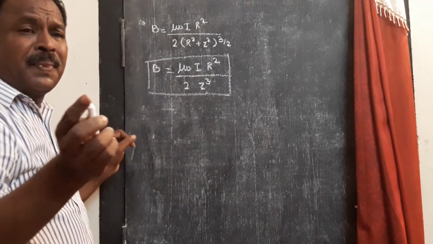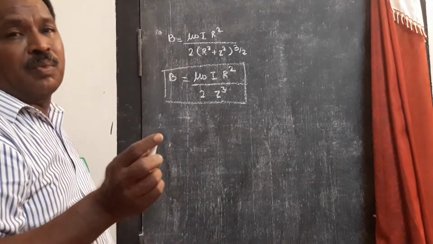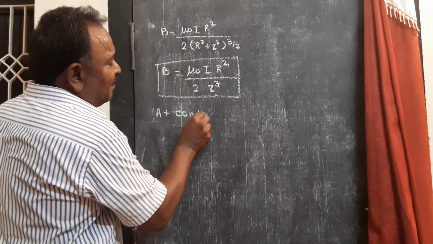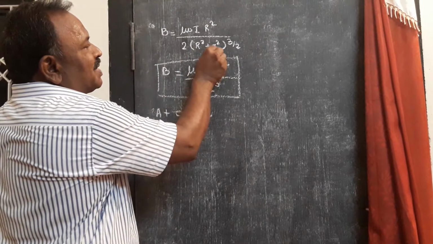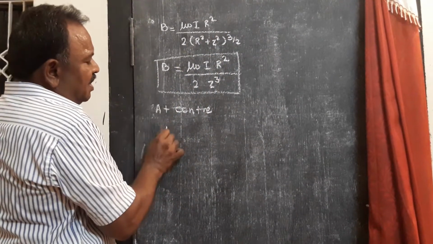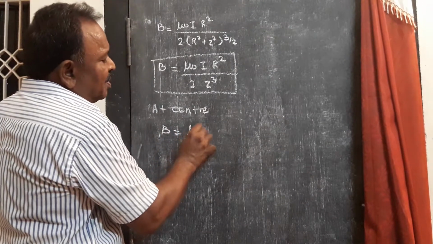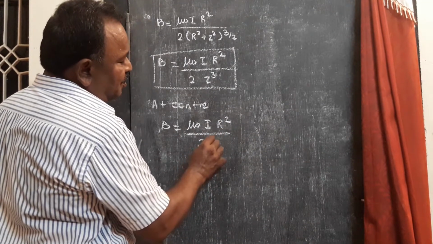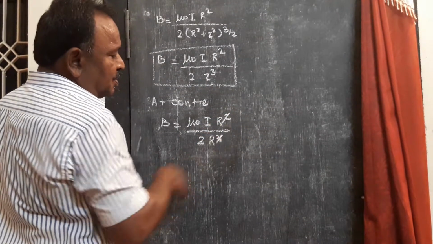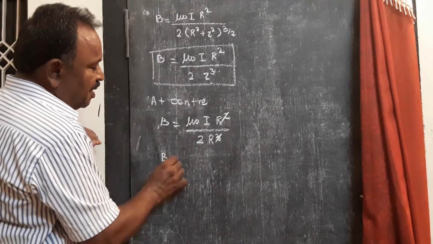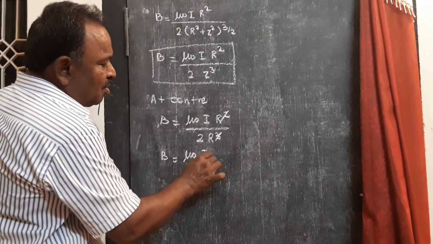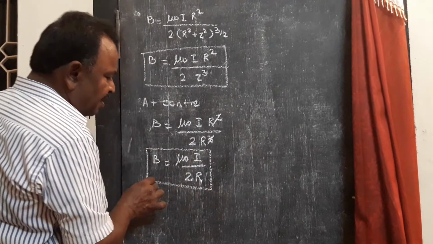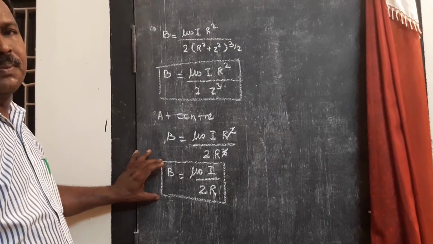When you consider it at the center of the loop, at the center means this Z becomes 0. So at that time we will have B is equal to mu naught I into R square by 2 R cube. So this 2 gets cancelled. So we will have B is equal to mu naught I by 2R. This is the magnetic induction at the center of the loop.